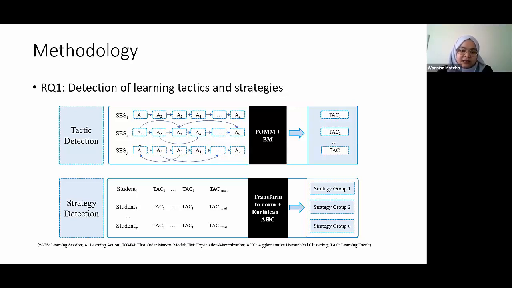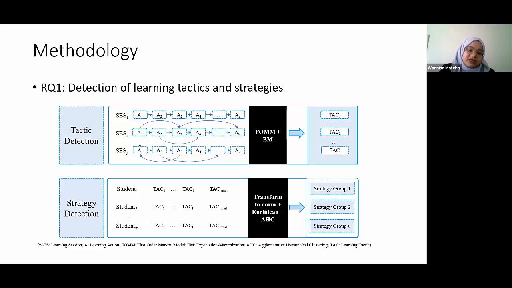The tactic was detected by using, initially, we divide the learning into small sessions, 30 minutes apart for each session. Then, based on the learning actions of the students, we use the first-order Markov model to formulate the process and compute the transition between learning actions, and use expectation maximization to detect the patterns of the learning actions.